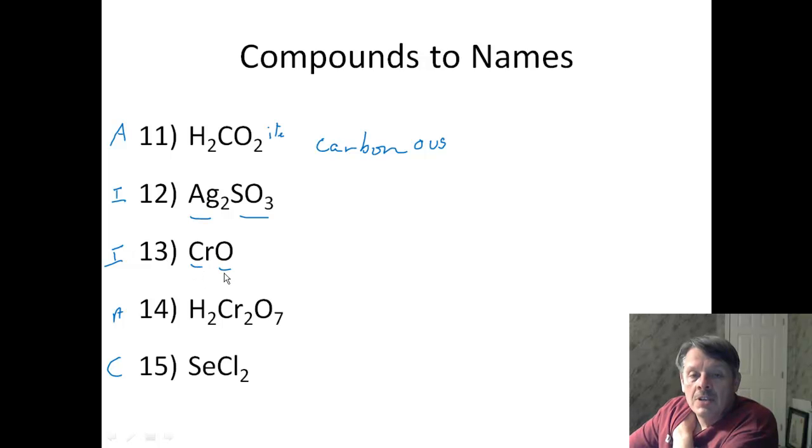Chromium oxide. Yes, it is chromium oxide, but which chromium are we using? Remember, chromium is a transition metal, and it takes on multiple charges. Well, if oxygen has a 2- charge, that means chromium must have a 2+ charge. So this is chromium 2 oxide.